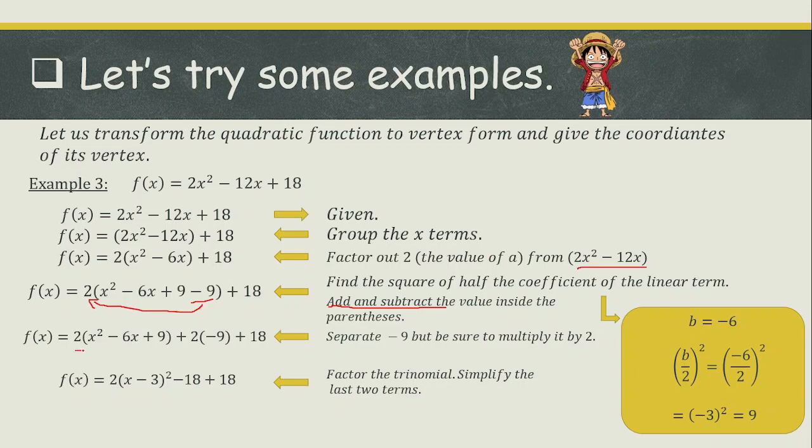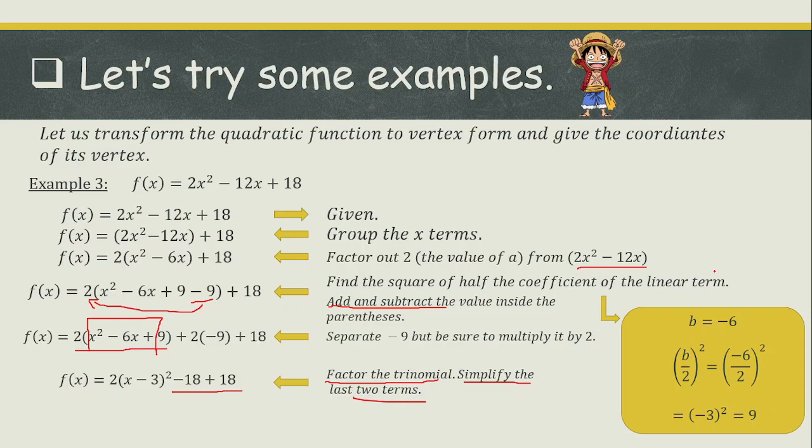Then, dito, class, sa trinomial inside the parentheses, ifa-factor natin siya. Factor the trinomial. Then, simplify the last two terms. So, nas-explain ko na yung last two terms. So, simplify na natin. Negative 18 plus 18. Then, yung next natin gagawin is to factor out the trinomial inside. So, yung trinomial inside class, dahil nga pinerform natin yung method ng find the square of the half of the coefficient of the linear term. If you still remember from our lesson 1 and lesson 2, or yung lesson nyo ng grade 8, ang ganitong method na find the square of half of the coefficient of the linear term is piniperform sa completing the square.